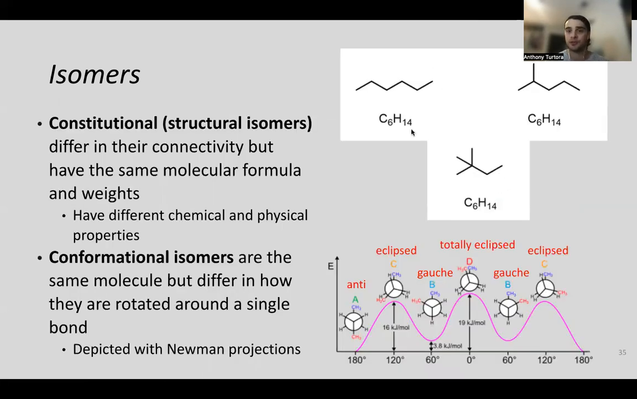So like this, for example, here we have the same molecular formula, but different structures. These specifically are constitutional or structural isomers, which differ in their connectivity. As you can see here, different connectivity, but they have the same molecular formula. They also have the same molecular weights. This causes them to have different chemical and physical properties.